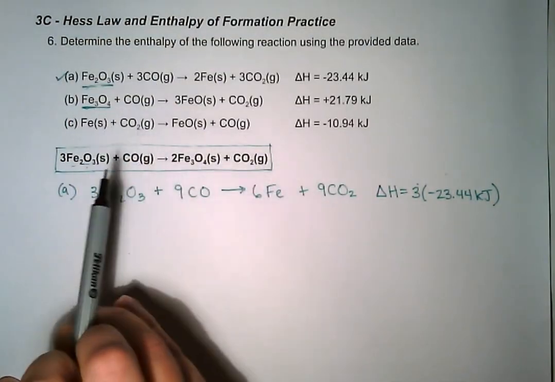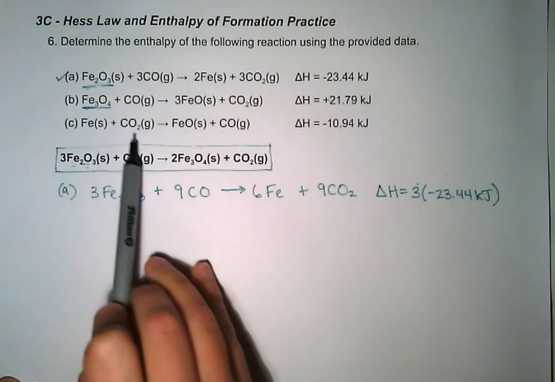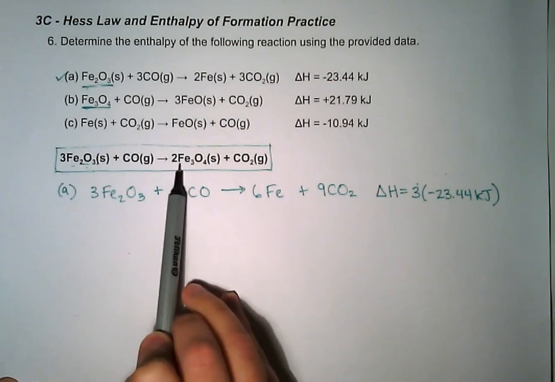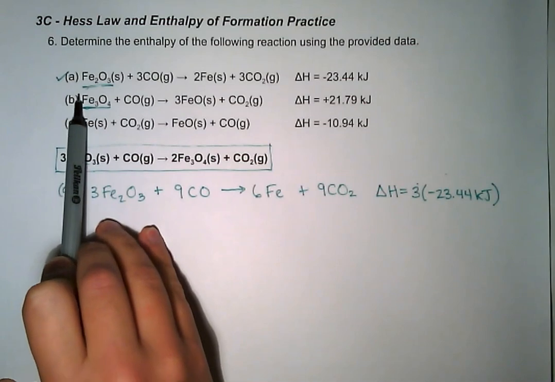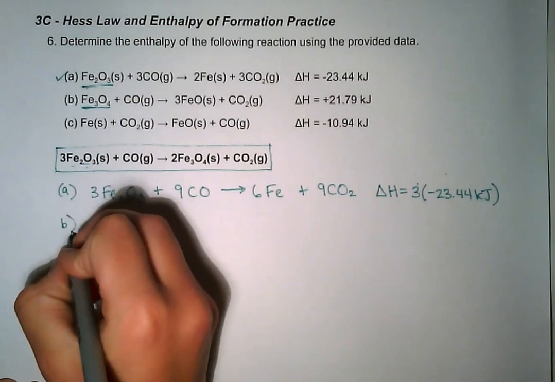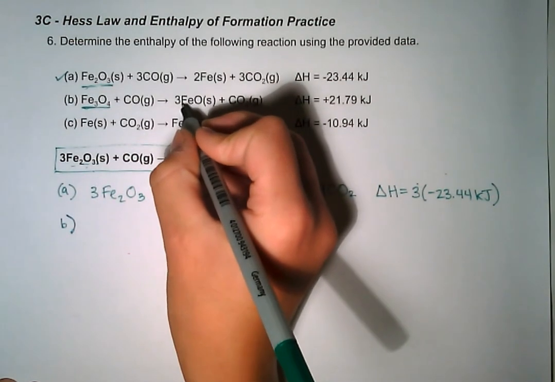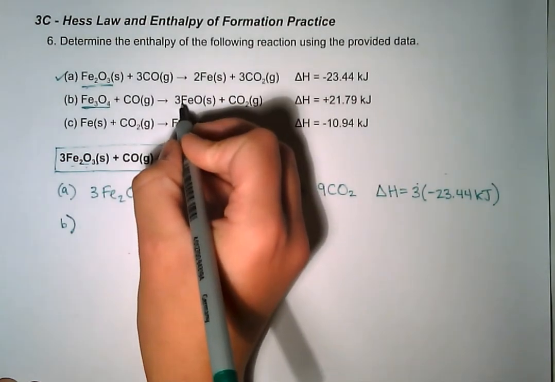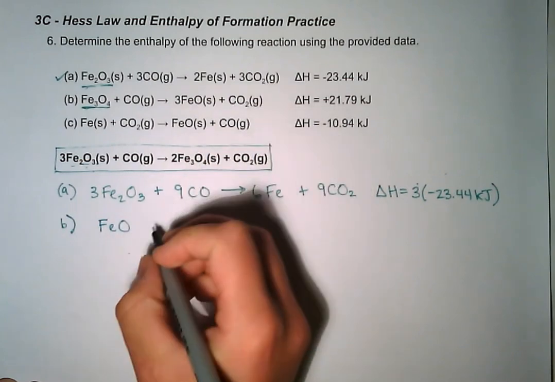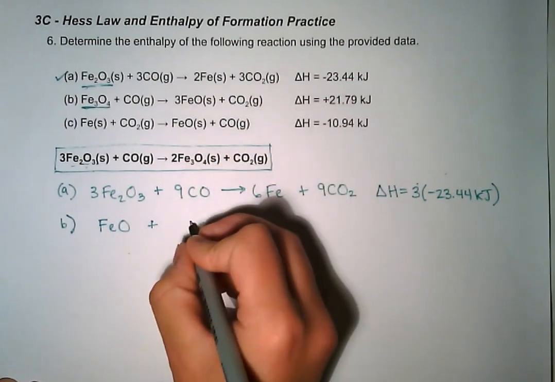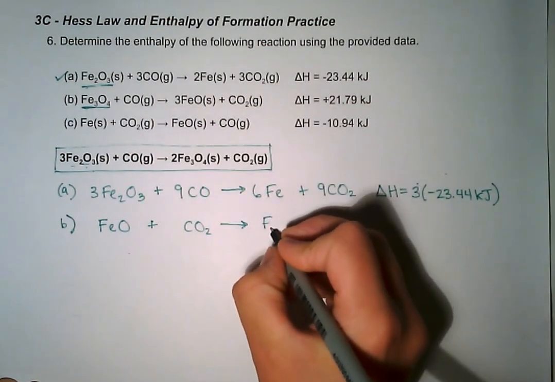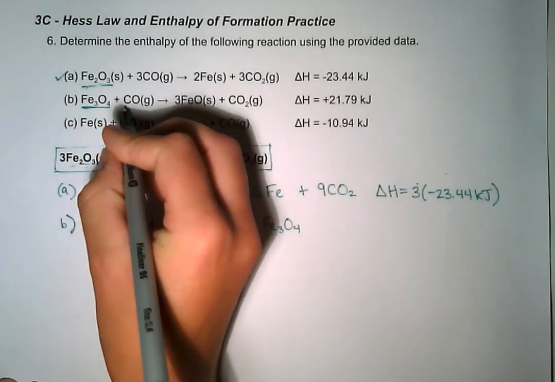Moving to reaction B, we said we need to make sure we end up with Fe3O4 on the product side, and we also need to multiply the reaction by 2, so we end up with 2 Fe3O4s. So we're going to flip this equation around, and we're going to multiply it by 2. So that's 2 manipulations. Let's flip it around first, and then multiply it by 2. I'm going to skip writing the coefficients for now. We'll come back and fill those in. So FeO plus CO2 is now going to yield Fe3O4 and CO.